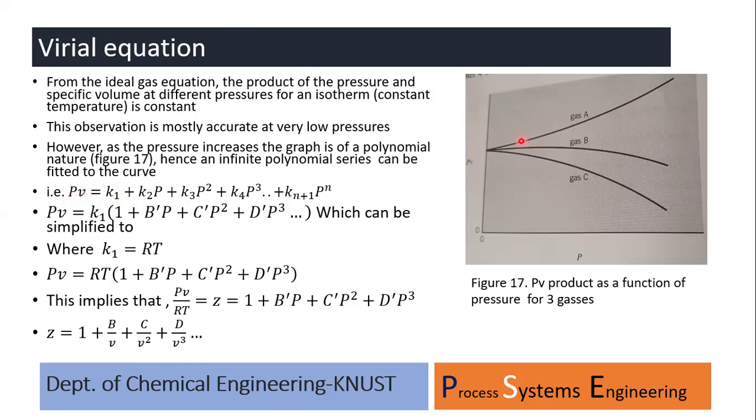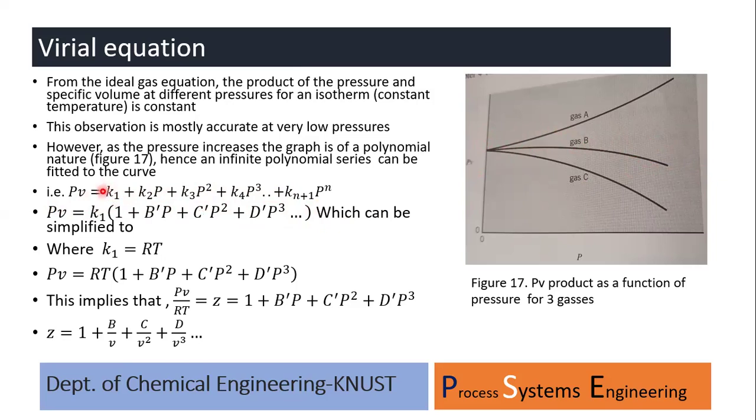So what we are saying is that when we are looking at PV, from the ideal gas equation, PV is equal to RT, right? If we are keeping T constant, we are expecting RT to be constant because R is a constant. So PV is equal to a constant. So we are expecting that for a particular temperature, PV is always going to be constant. But then the issue is that when we increase the pressure to a certain point, it no longer behaves constant. The graph starts to curve. When the graph curves, it's because it has a polynomial kind of nature. So we can represent PV in a polynomial form. So that's the expression we have here.